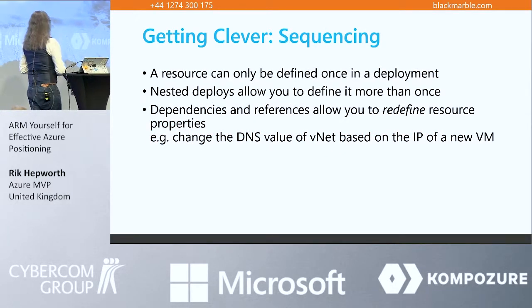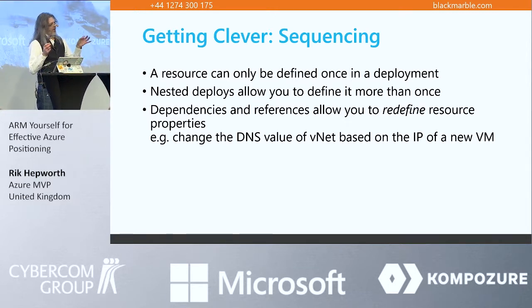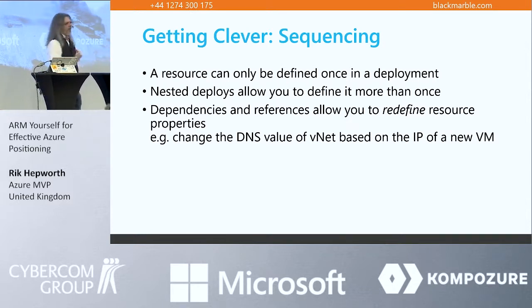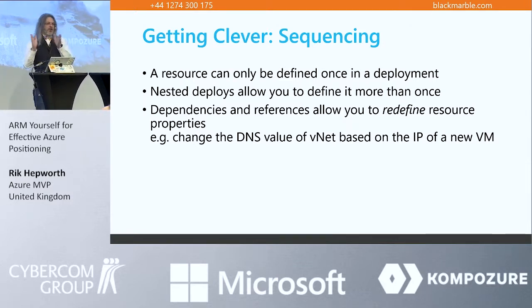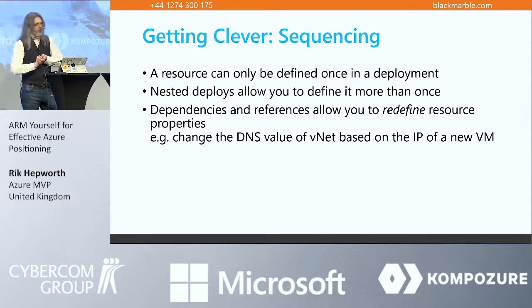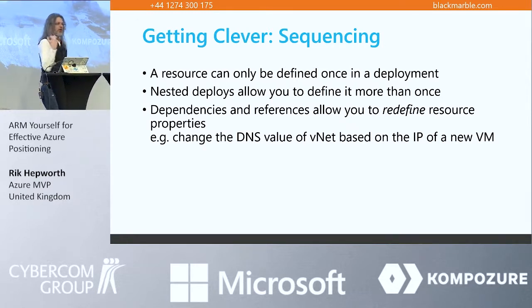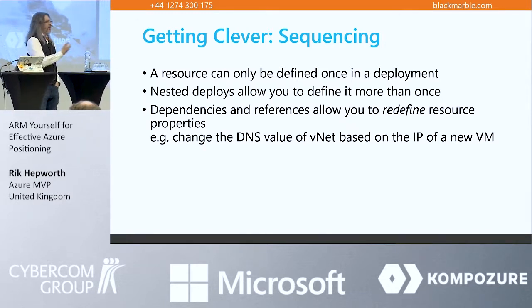The next bit is sequencing. So I said before that a template is declarative, so it effectively defines the end state of the resources. Well, that's okay, but what if, because of what I'm deploying, I actually need to change the state of something that I've deployed at the beginning of my template, shall we say, as we get further on? And the best example I have of that one that we do a lot is when you deploy a virtual network, the DNS address that gets handed out to virtual machines is an Azure DNS.